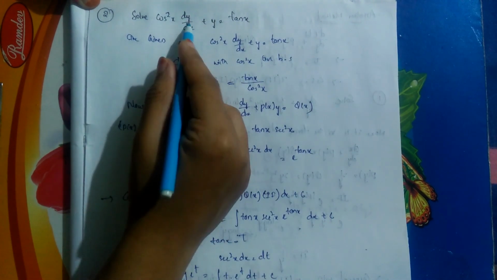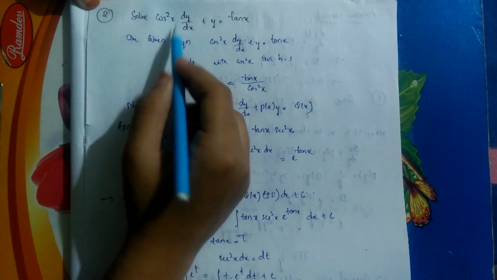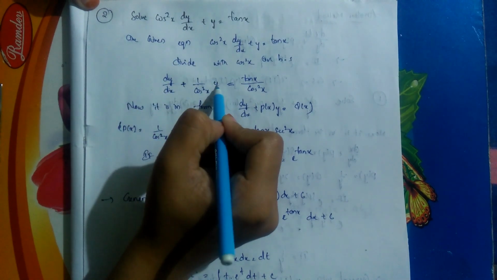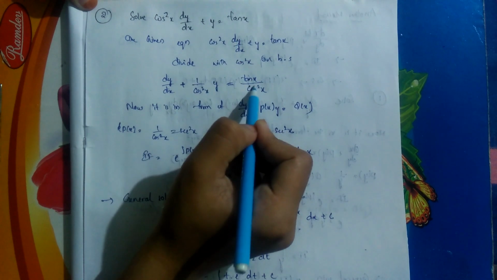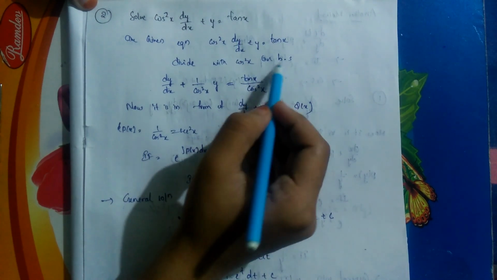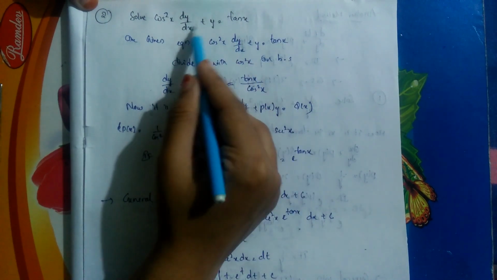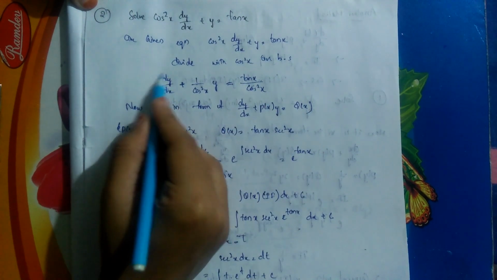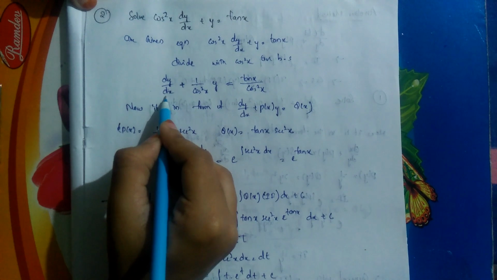So when we divide it, dy by dx, cos square x by cos square x is 1, and here 1 by cos square x into y equals tan x by cos square x. So remember that we are dividing cos square x on both sides. So tan x by cos square x. Now we made the coefficient of dy by dx as 1.